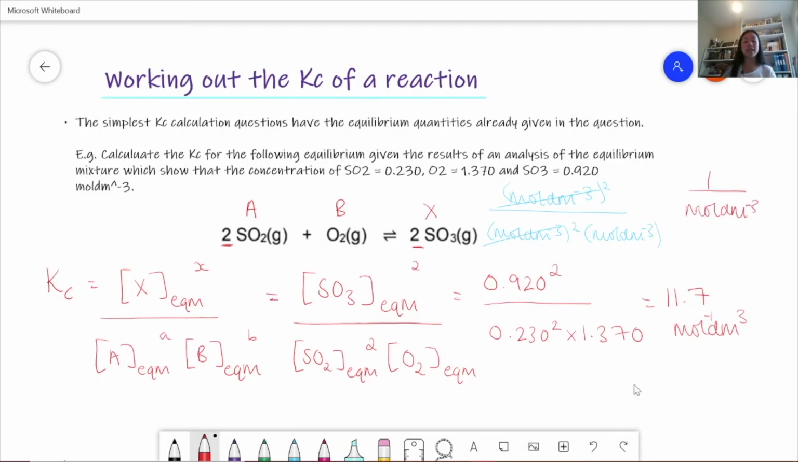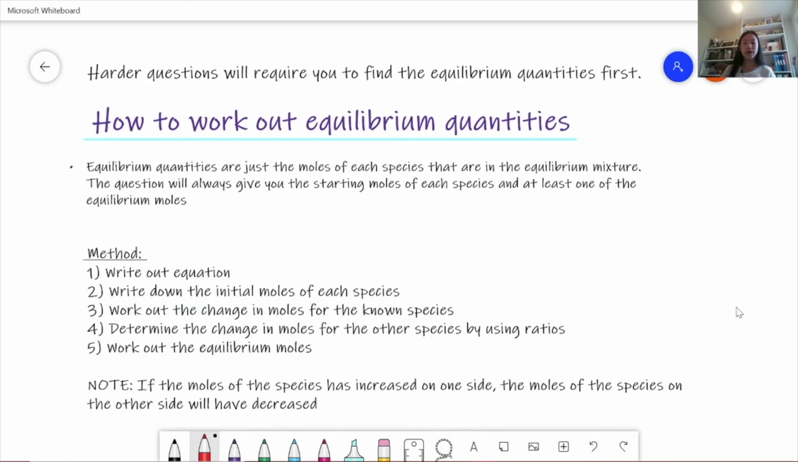I've also rounded it to 3 significant figures because in the question everything has been rounded to 3 significant figures. So that's what gives us a clue as to what to round the answer to. Harder questions will require you to find the equilibrium quantities yourself first.